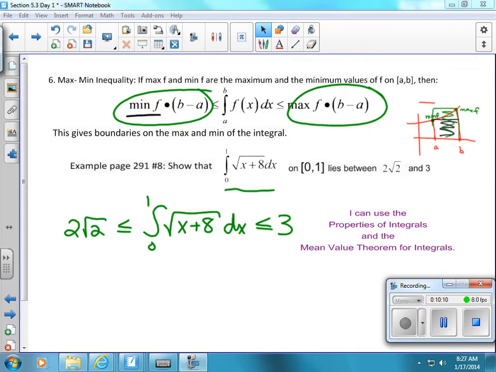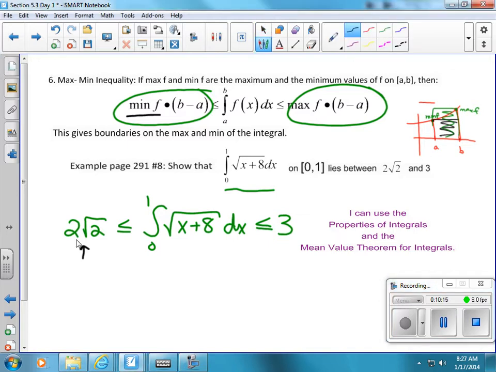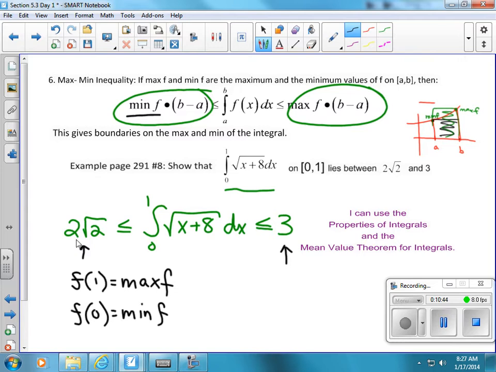So if you graph square root of 8 plus x, it is an increasing function. So this value right here will contain your minimum function value, and this one right here will contain your maximum function value. So actually your function at 1, because it's increasing, will equal the max f. I'll write down what I just said. And the function at 0 is your minimum f. And that's because this is an increasing function. That might not be true for all functions.